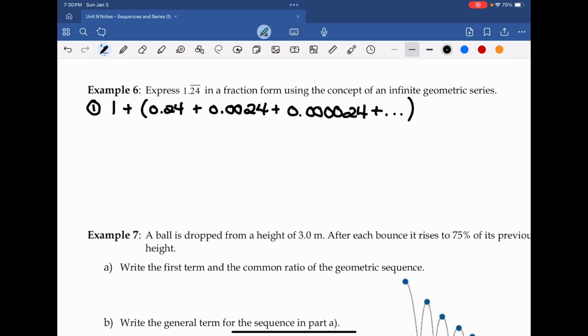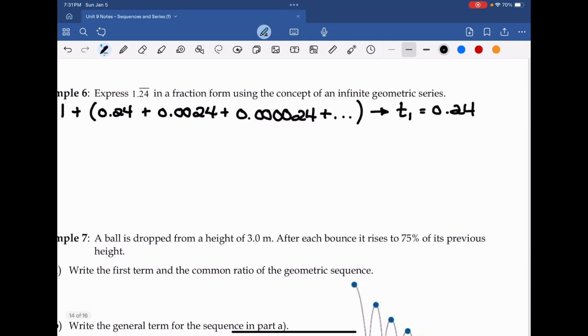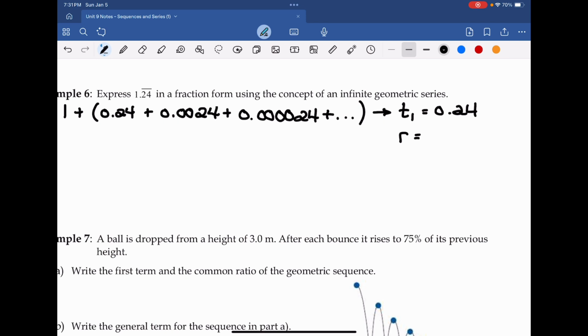If this pattern repeats, this 2, 4, 2, 4, 2, 4, and I've broken it apart into these different parts of 2, 4, we know the following. Ignoring that the 1 is out front, the t1 is equal to 0.24. That's the first set of repeating decimals that are in this. The other thing we can pull out of this is that the r value is equal to, we can take any two consecutive terms of these decimals and divide them, let's say 0.0024 divided by 0.24. So these are consecutive terms in that given series.